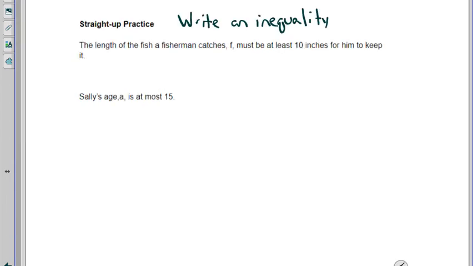All right, straight up practice here. You're going to write an inequality. I don't have that in the packet, but you're going to write an inequality for these 2 situations. The length of a fish a fisherman catches, F, must be at least 10 inches for him to keep it. Otherwise, you got to toss it back. And Sally's age, A, is at most 15.